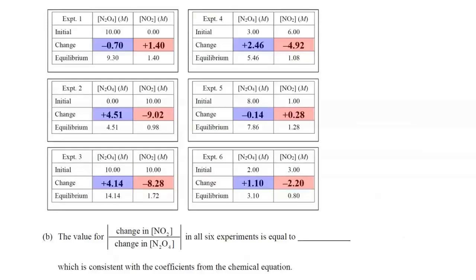So part B says the value for the ratio, the absolute value of the ratio of the change in NO2 over the change in N2O4 in all 6 experiments is equal to 2. And that's consistent with the coefficients that 2 moles of NO2 are produced for every 1 mole of N2O4 that is consumed. But if the reaction is going in the opposite direction, you can say that 2 moles of NO2 are consumed for every 1 mole of N2O4 that is produced.